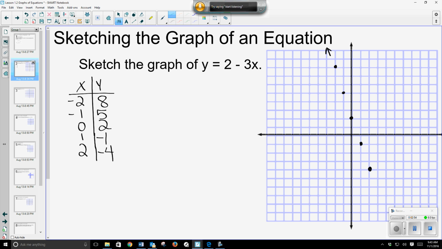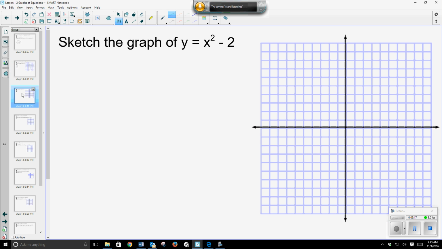And those should be in a straight line, because you know that's the equation of a line. If they're not all in a straight line, then you got a wrong answer. This is easy stuff, right? Okay, can I go to the next slide? Okay.